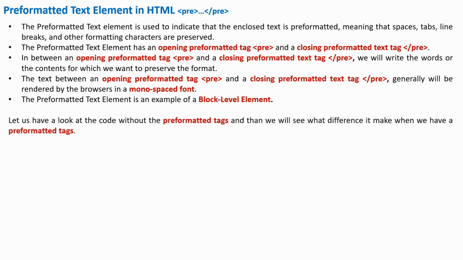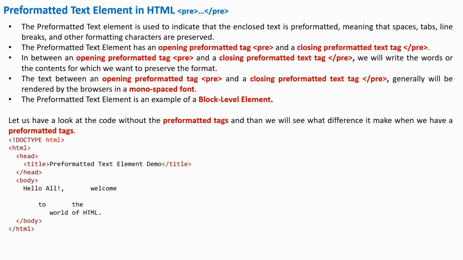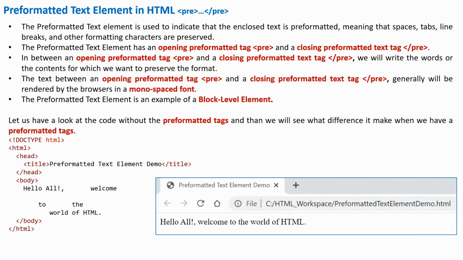Before we proceed further, let me show you a sample code where we have not used the preformatted text element. In this code we can see that there are multiple spaces between the comma and the word welcome, and then there is a line break between the words to and the next word. There are huge white spaces. Again there is a line break, and a lot of spaces before the word world. When this code gets rendered in the browser, we will get the output as shown here.